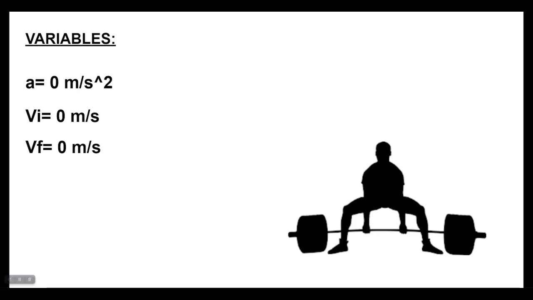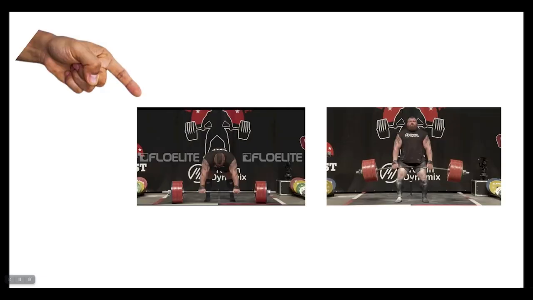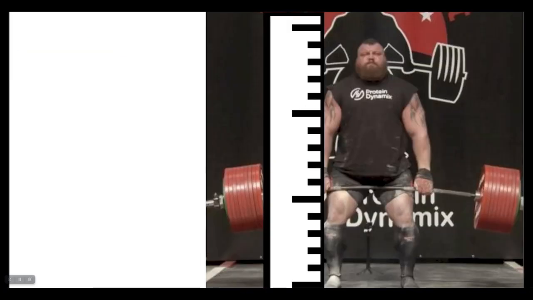Measuring the clip, we can estimate that the time of motion is 4 seconds. Next, we can find the initial displacement and final displacement using these two pictures of Eddie Hall. To find the height of the bar when it is at its maximum height, we can take the second picture of Eddie standing fully straight and use the ruler to measure how far the bar is from the ground.